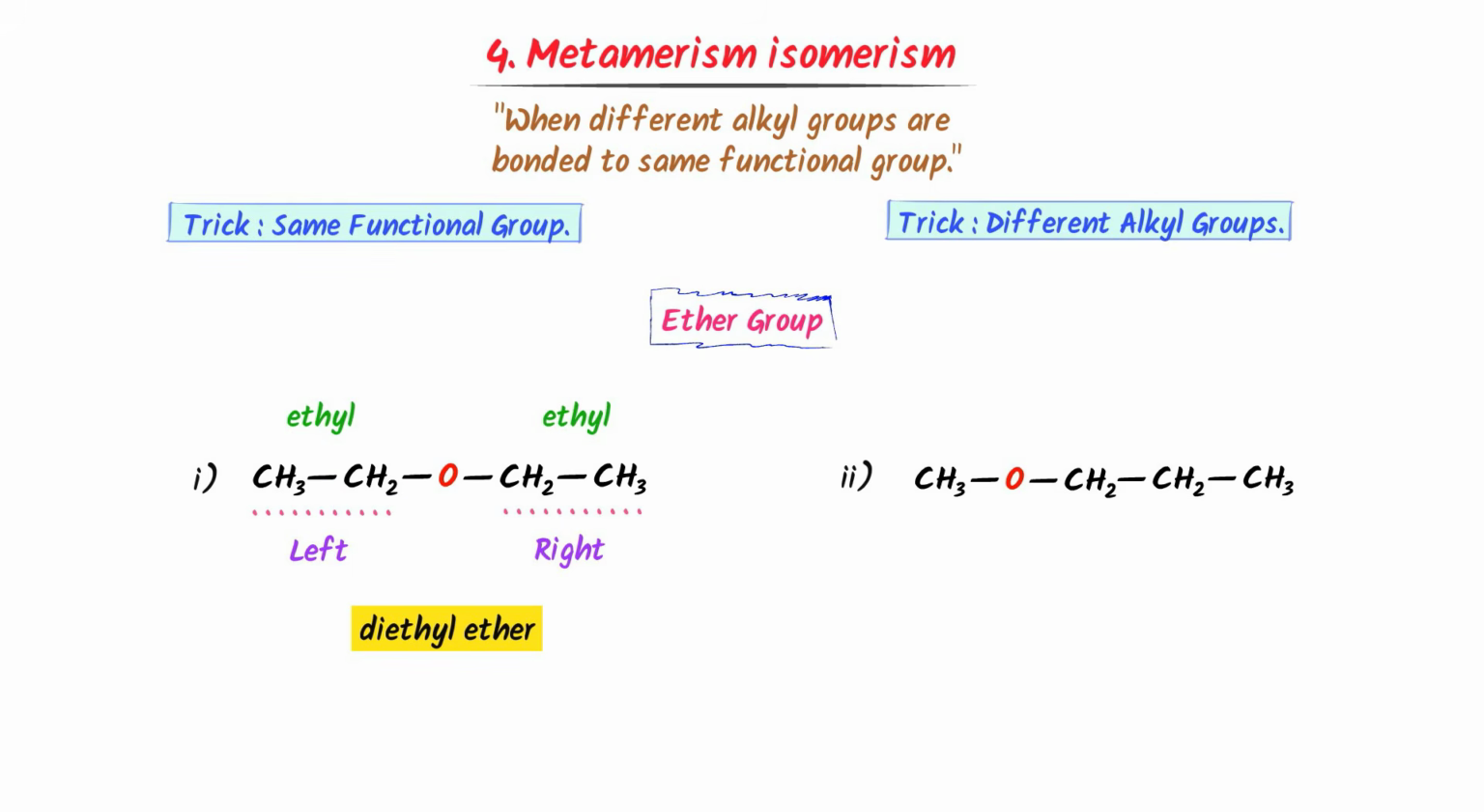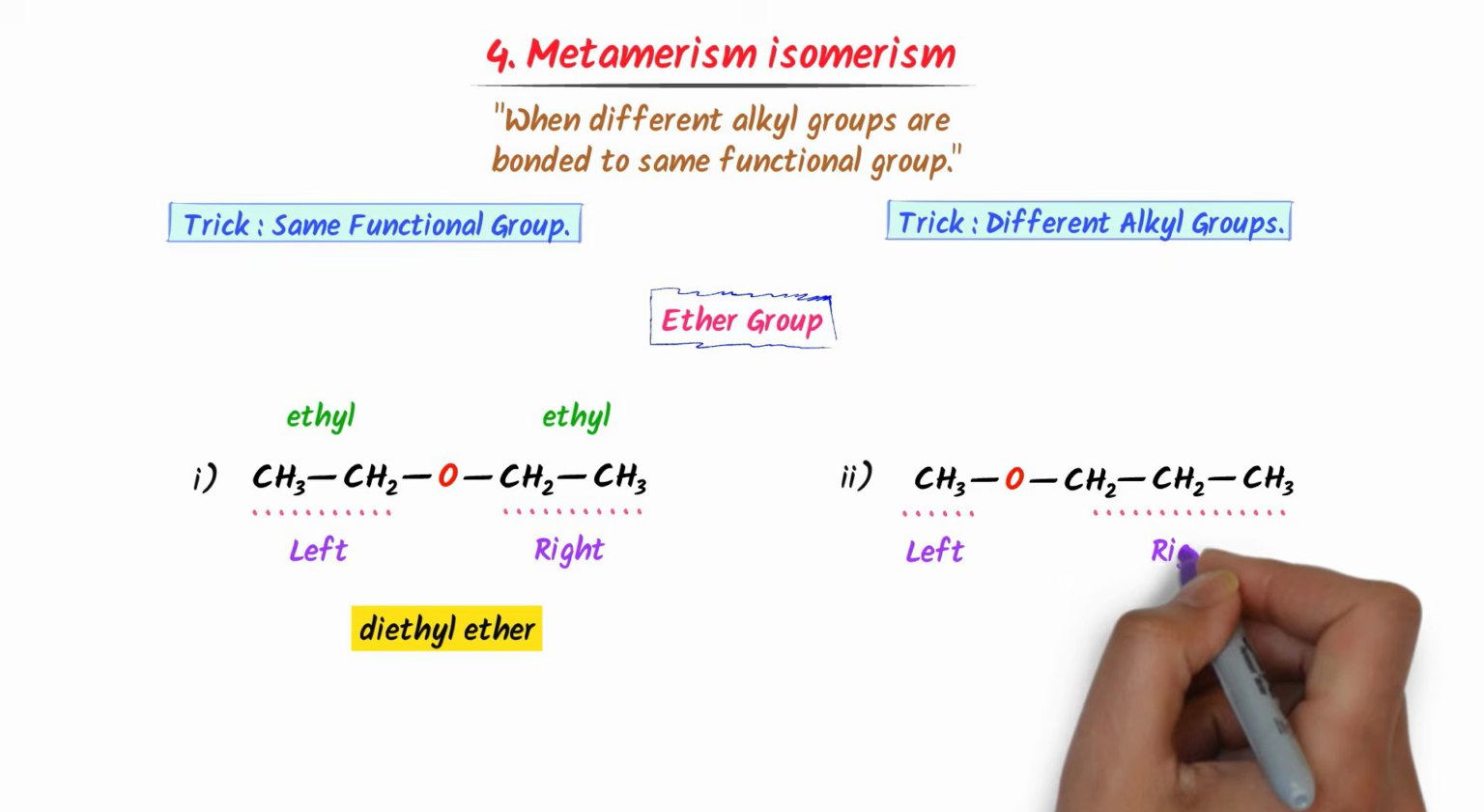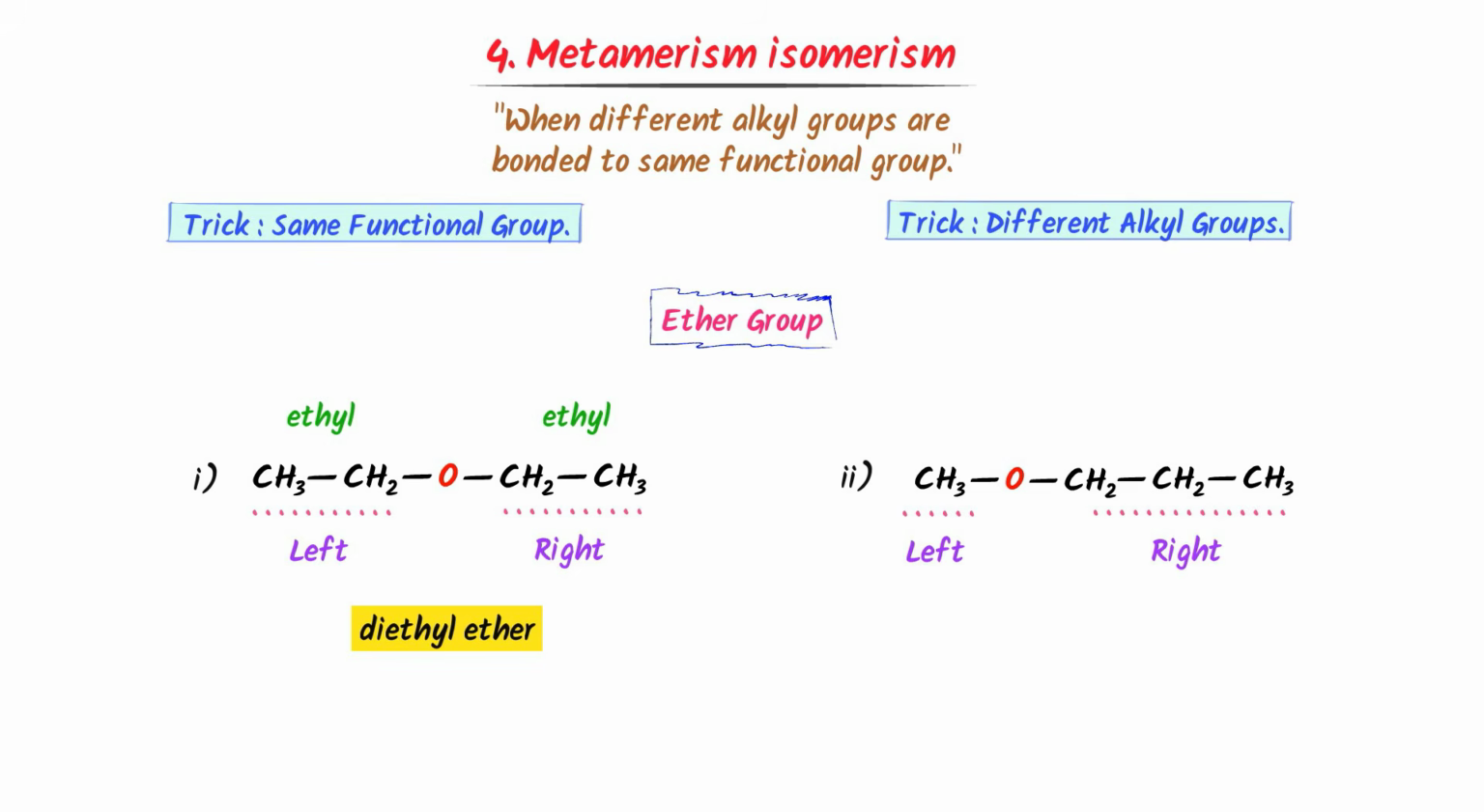I get this new compound. Here in this compound, this is the left side and this is the right side. At the left side, there is a methyl group, while at the right side, there is a propyl group. I write methyl propyl ether.